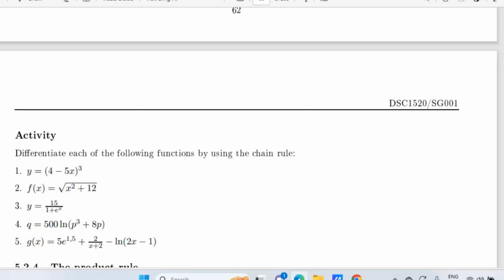Okay, can I ask you a question, sir, before you proceed? Yes. Normally we break this function into 2 parts, right? But now here there's 3. Am I right to say the 5e to the power of 1.5 is one part, 2 over x plus 2 is the second part, and then ln bracket 2x minus 1 is the third part? I agree with you.